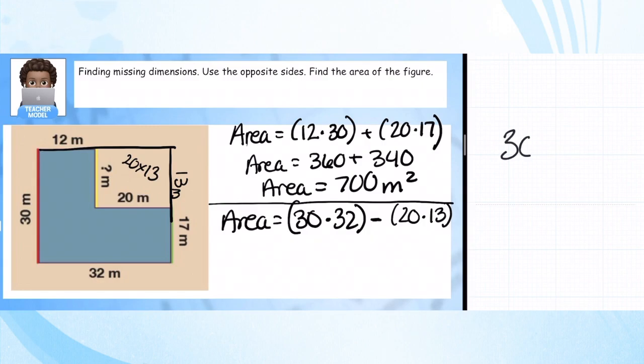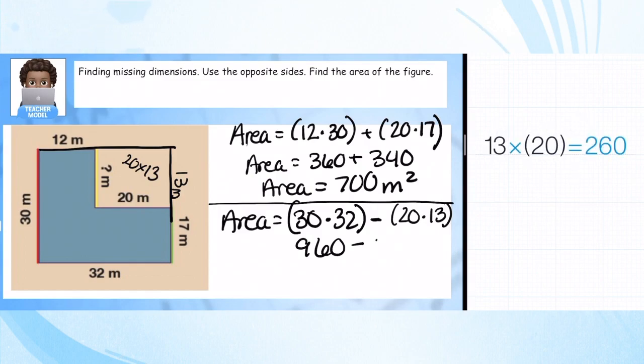All right. 30 times 32 is equal to 960 minus 13 times 20, which is 260. And when you subtract those, you also get 700 meters squared. So my area is the same. Hit pause so you can jot this down into your notes.